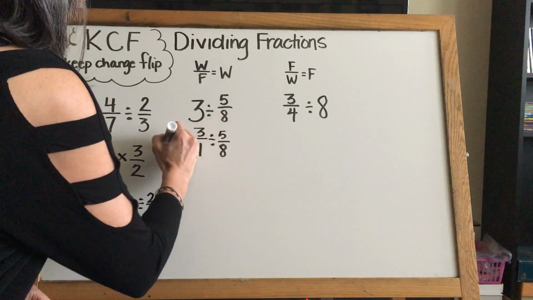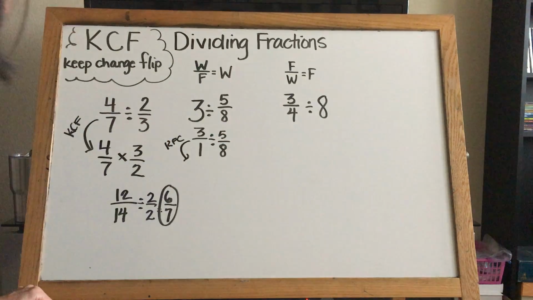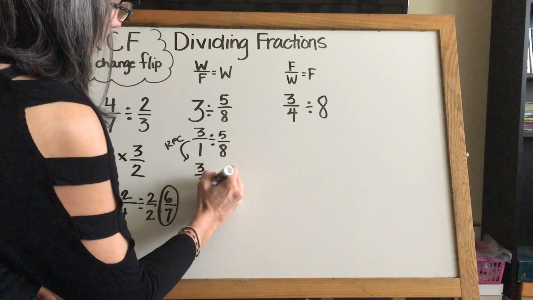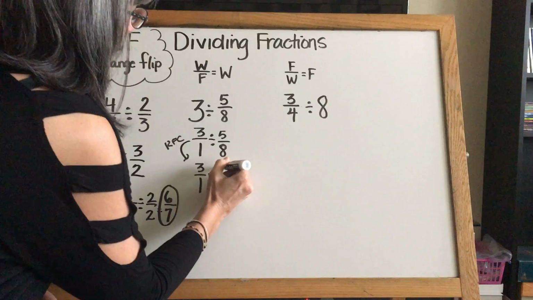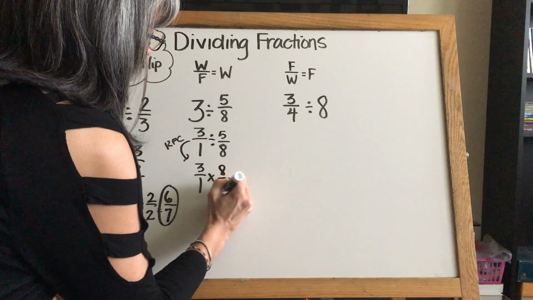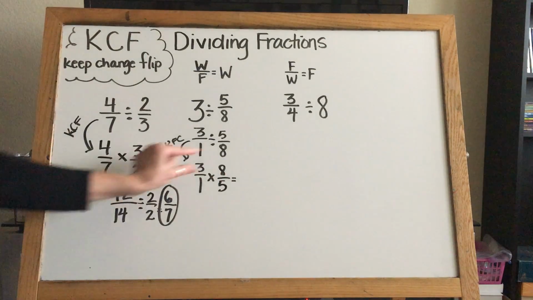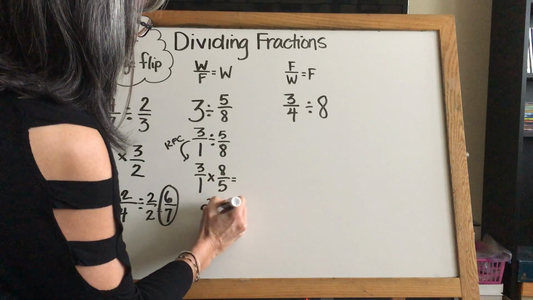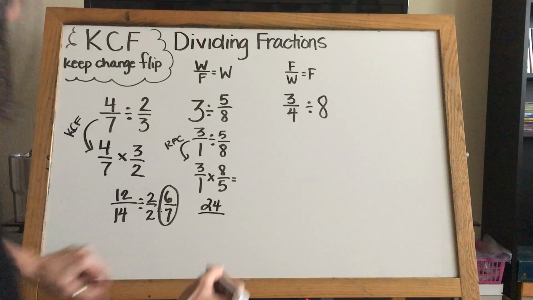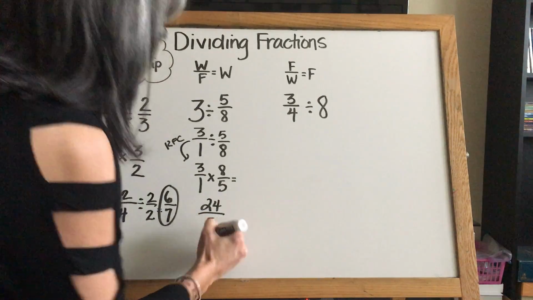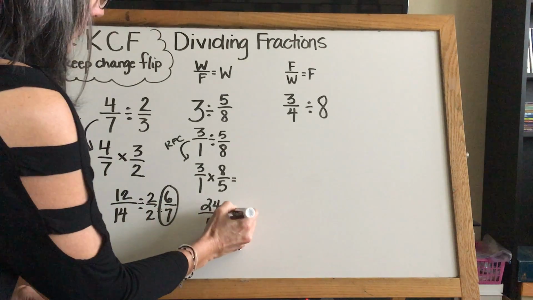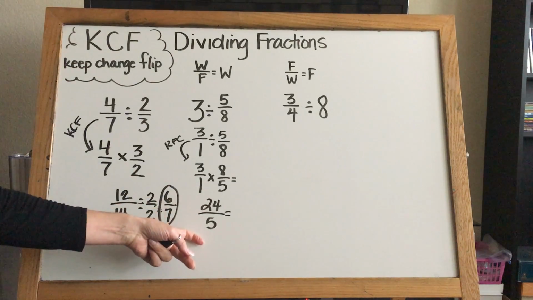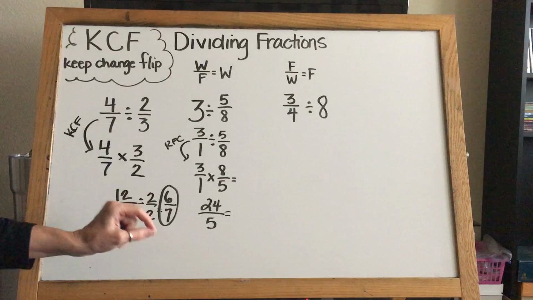So again, our little arrow just reminds us what we're doing. We are keeping, we are changing, and we are flipping. Once we're there, we're going to multiply straight across. We have 8 times 3 is 24. We have 1 times 5 is 5. And what are we looking at? Well, we're looking at an improper fraction, right? We have a numerator that's bigger than our denominator, so we're going to turn this into a mixed number.